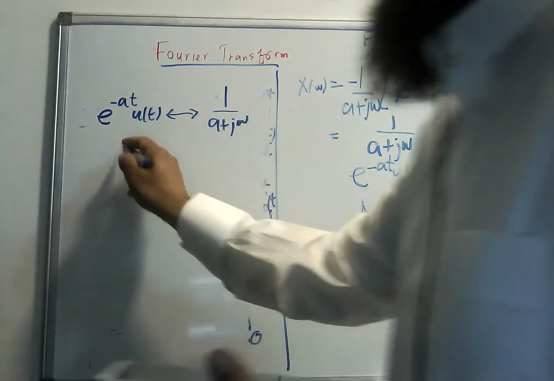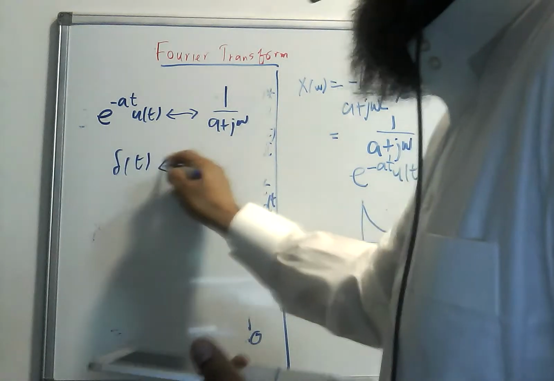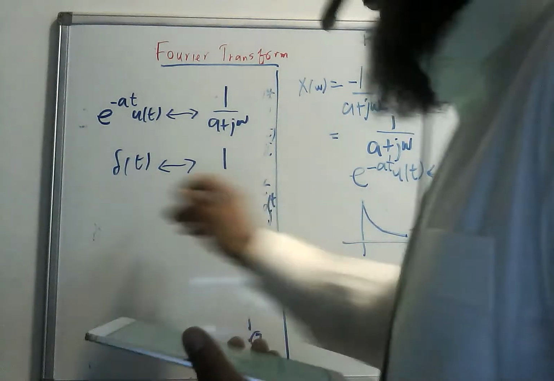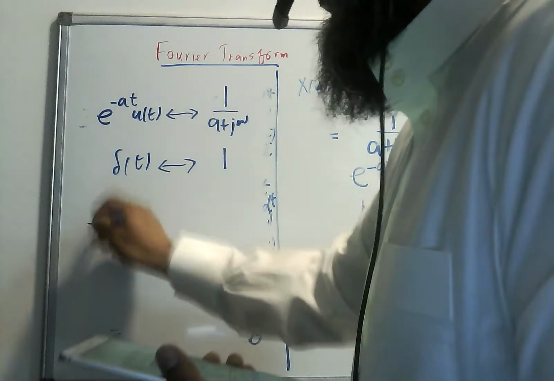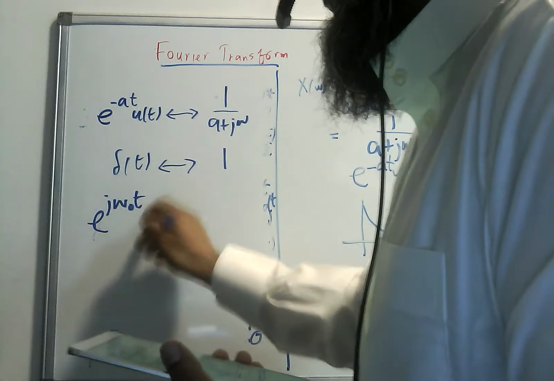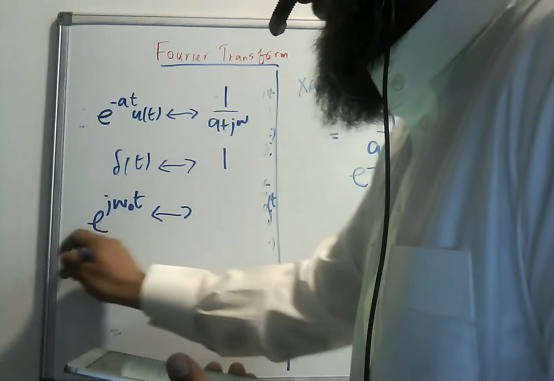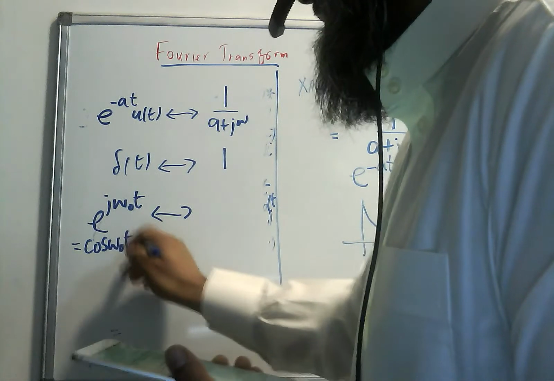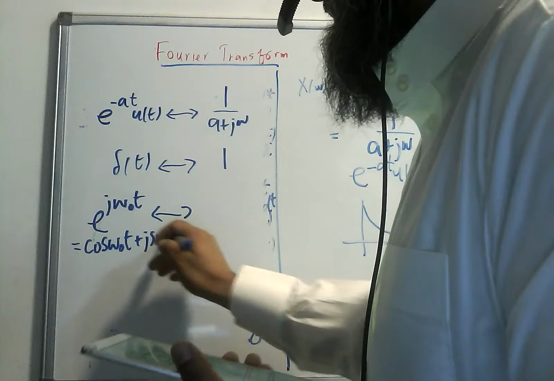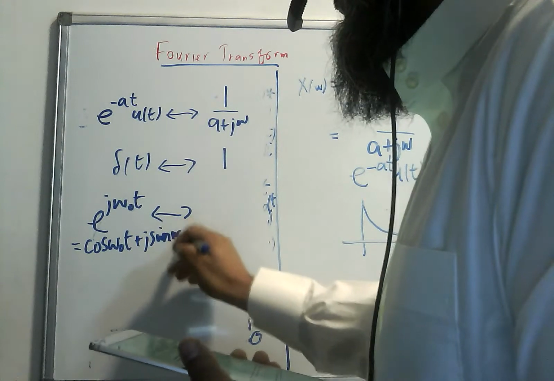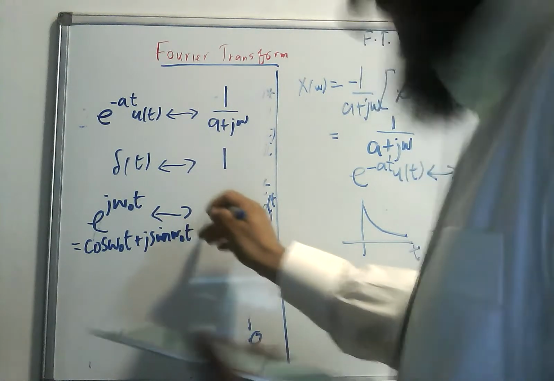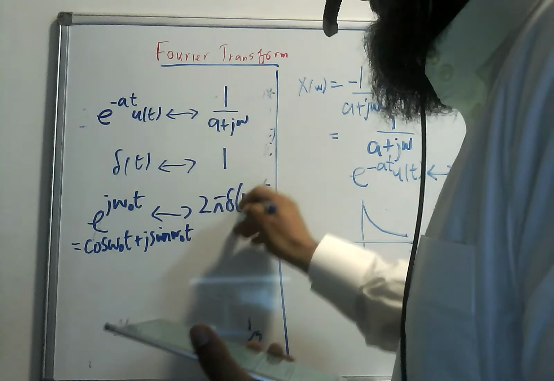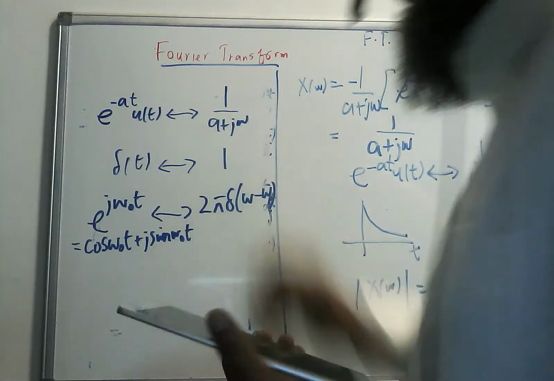The second one is the delta function, and the Fourier transform of this is just 1. The third one is the complex exponential, and we know that this is equal to cosine omega naught t plus j sine omega naught t, and its Fourier transform is 2 pi delta of omega minus omega naught.